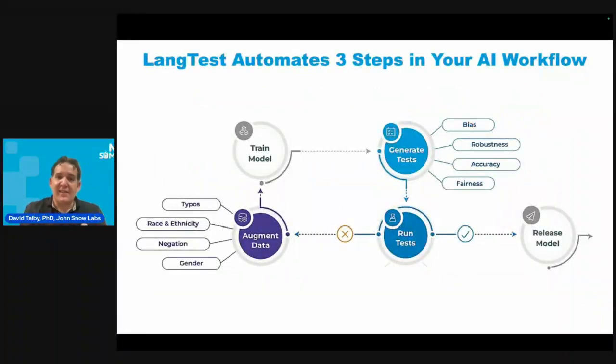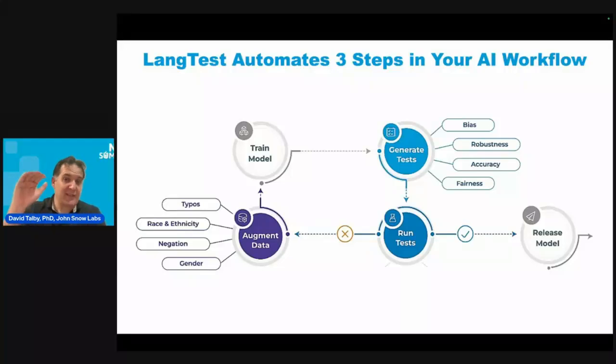What LangTest does is automate 3 steps in your AI workflow. So basically, instead of going from training the model, I have the test set, I have the metrics, kind of works on my machine, okay, go deploy it, we have 3 more steps. First of all, we generate tests. And what's cool is that with Generative AI, you can automatically generate many of these tests, especially for robustness and bias.